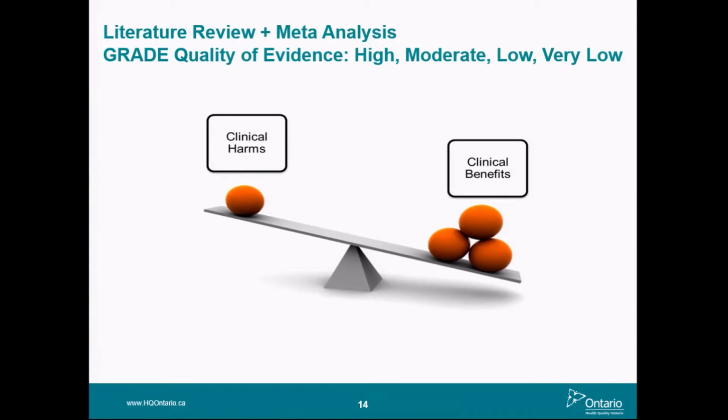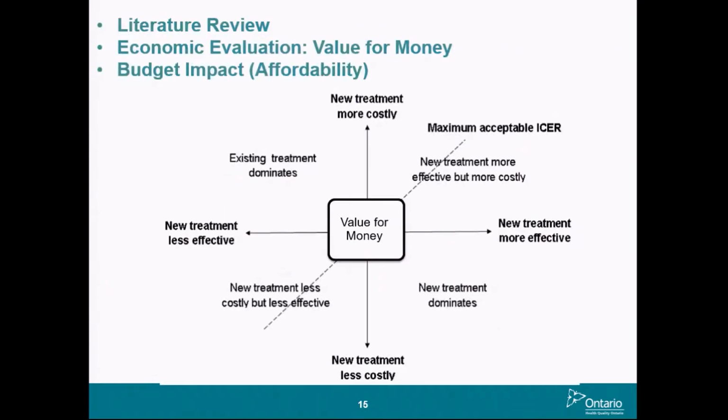So when we do the literature review, it may or may not include a meta-analysis. We come up with the point estimate, and the quality of evidence is graded using GRADE, which stands for Grading of Recommendations, Assessment, Development, and Evaluation. The quality is rated as high, moderate, low, or very low. This is followed by the economic evaluation or the value for money.